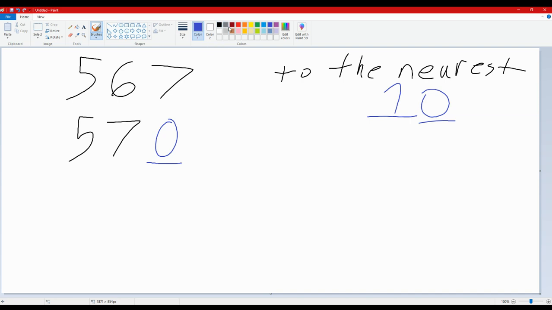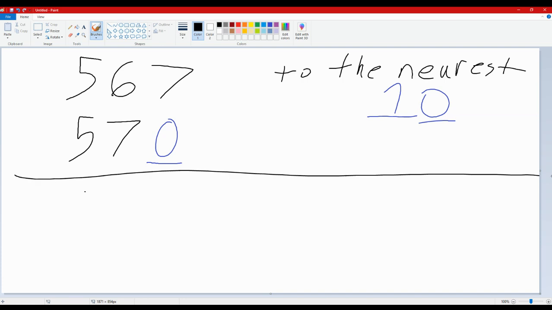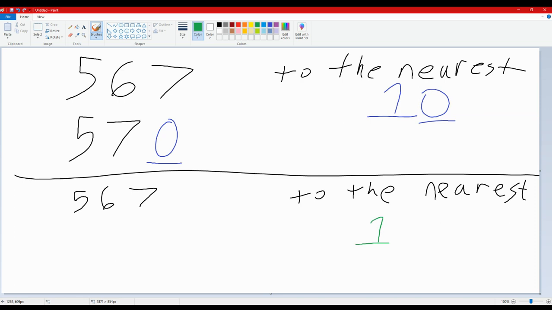But now let's say that we're trying to round not to the nearest 10 anymore. Let's say that we're rounding. Let's put a big line there. Now we're rounding 567 to the nearest 100.